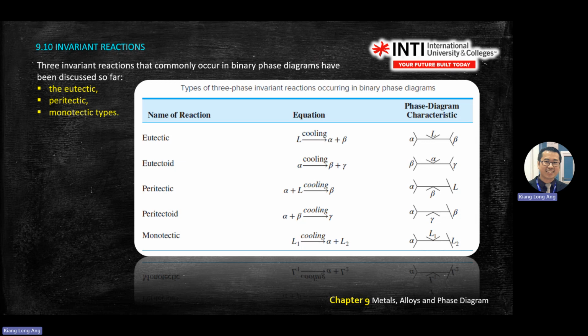Alpha, liquid 1, liquid 2, then it's a monotectic. If you see 2 liquids, it's a monotectic. Okay. Then the equation is important for the phase diagram. The question will ask you to write the equation for the process.